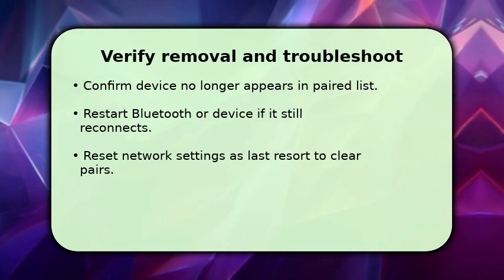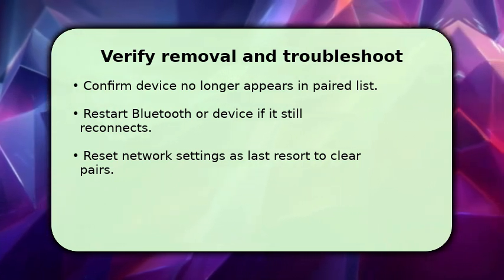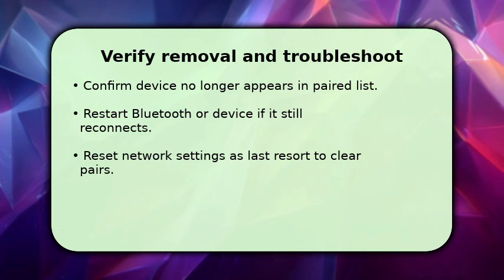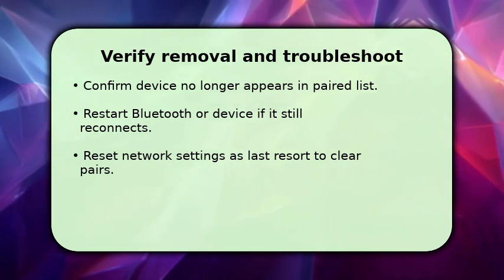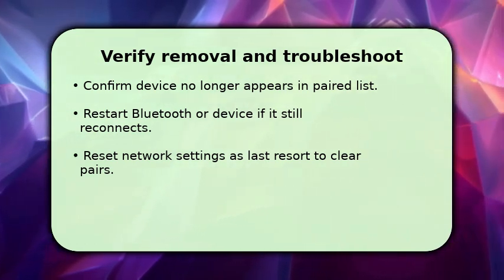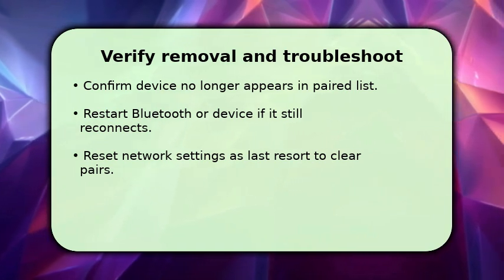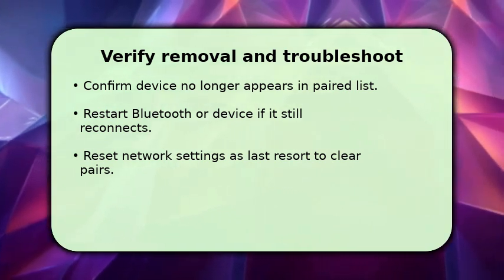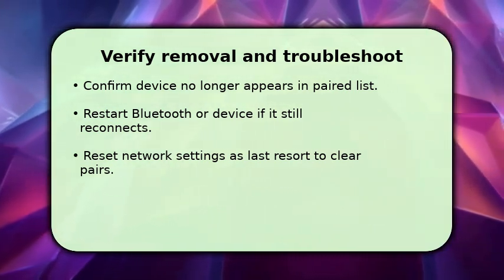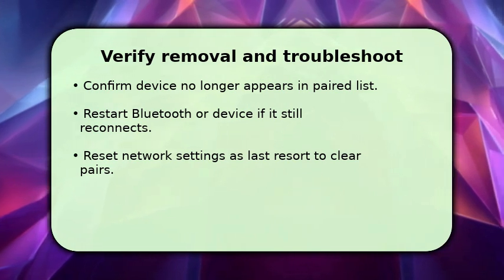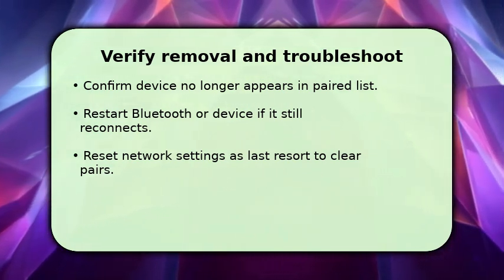If the device still reconnects, toggle Bluetooth off and on or reboot the device to clear cached states, and make sure the other device isn't set to repair automatically. If problems persist, reset network or Bluetooth settings to factory defaults to wipe all pairings. But note this removes all saved Bluetooth connections. Only use that as a last resort.